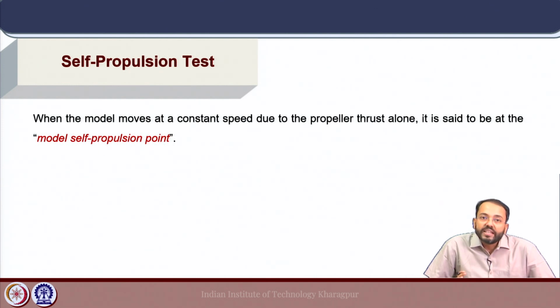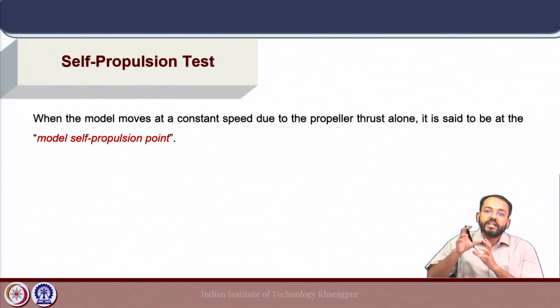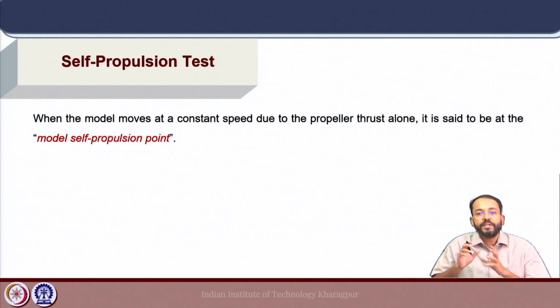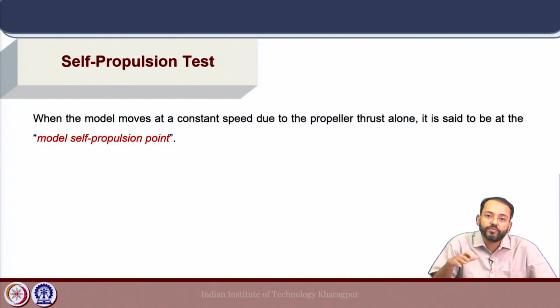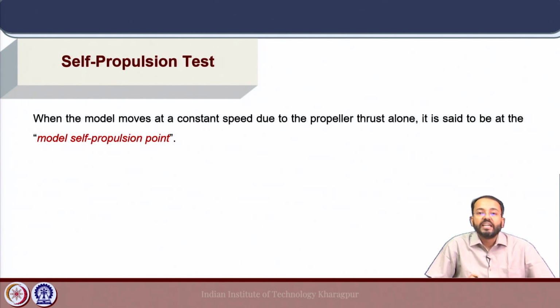So, when the model moves at a constant speed due to the propeller thrust alone, that condition is called the model self propulsion point. Till now we have seen that in the open water test the propeller was only moving ahead at a particular speed, which was the advance speed, and there was no ship hull. So, it was connected to the carriage and it was moved at a particular forward speed. Here in the self propulsion test we have the ship and the propeller together.